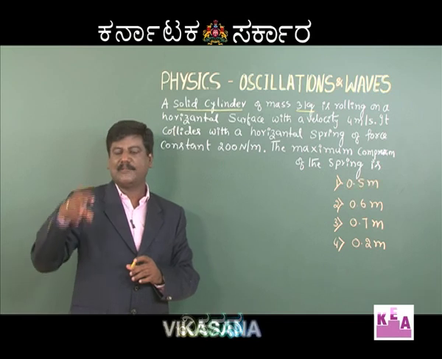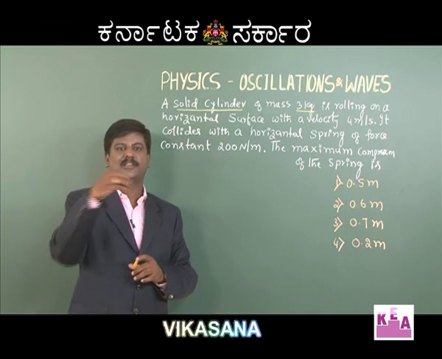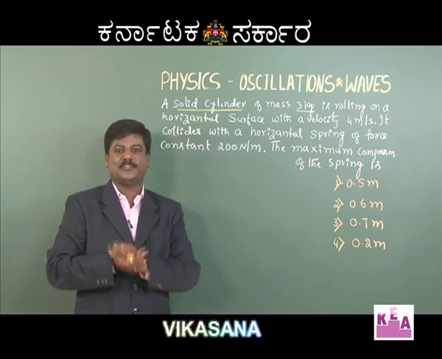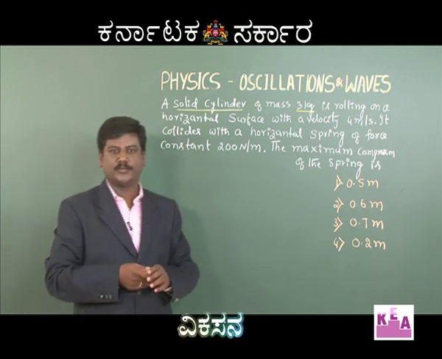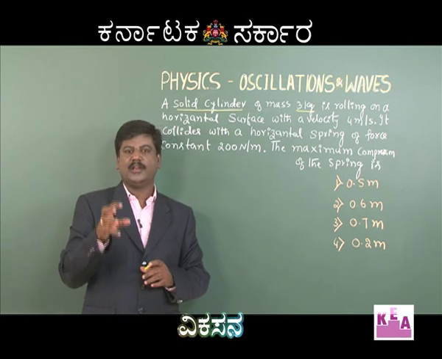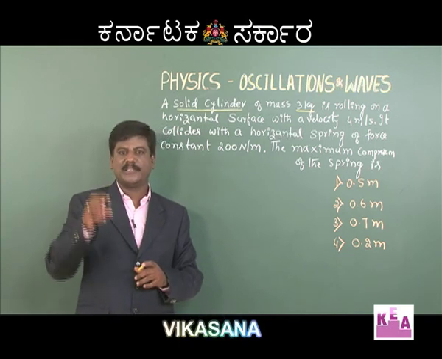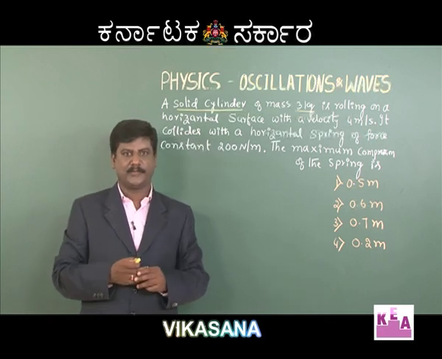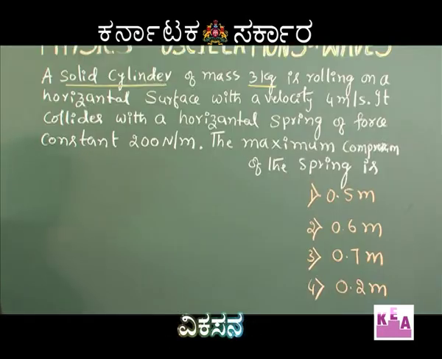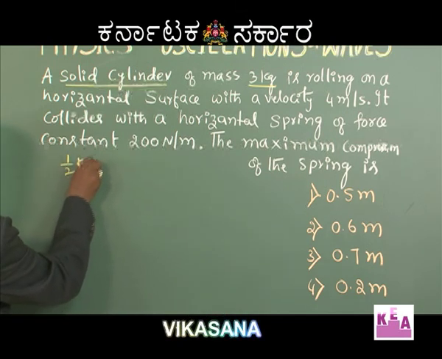Therefore, the complete kinetic energy of the cylinder is transferred to the potential energy of the spring. If we use the law of conservation of energy concept, the total energy lost by the cylinder is equal to the energy gained by the spring. We know that the energy gained by the spring is equal to half k x square.